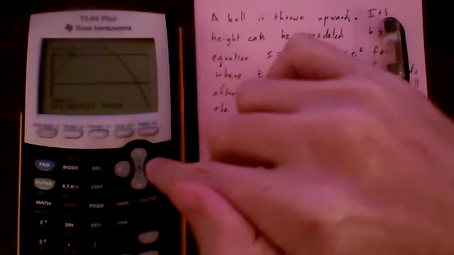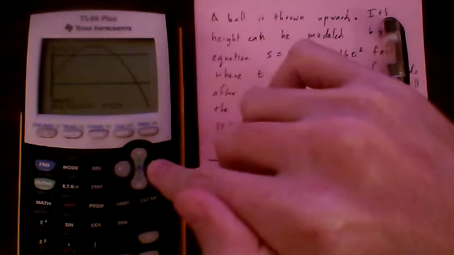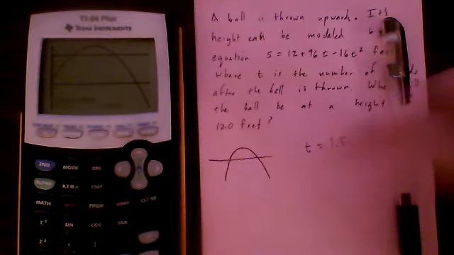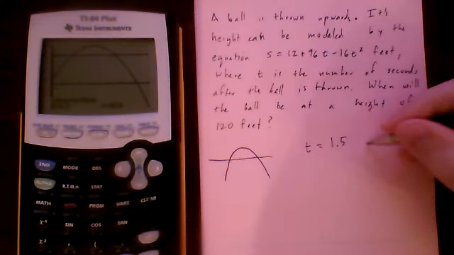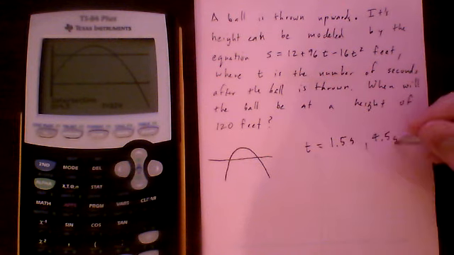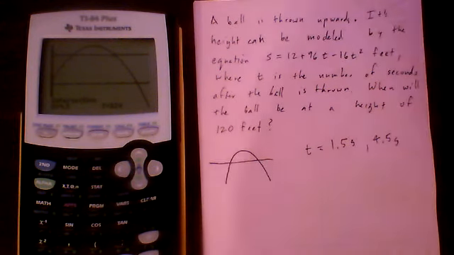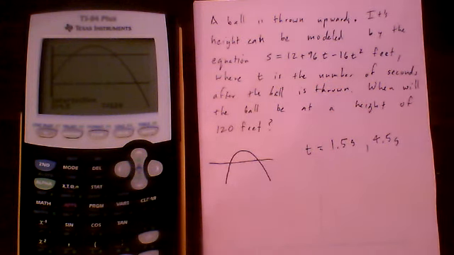Okay, and then we can do the same thing to find that second one. So second trace, choose intersect here, enter for the 2 curves. And now I'm just going to take my cursor over here that's near to the second point. And so 4.5 is going to be my second point there. Now, what are these values? Well, they're t values. T is the number of seconds after the ball is thrown. So this is 1.5 seconds and 4.5 seconds. That's when we'll reach those heights.